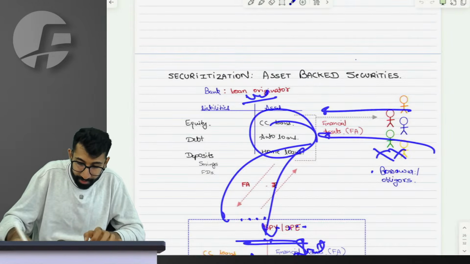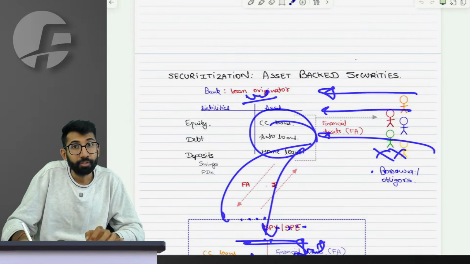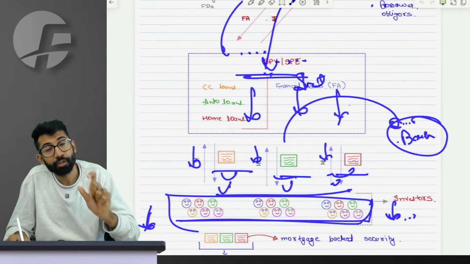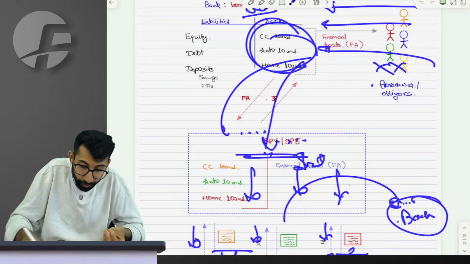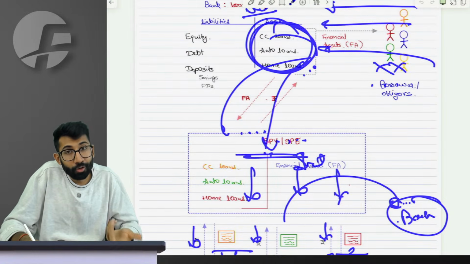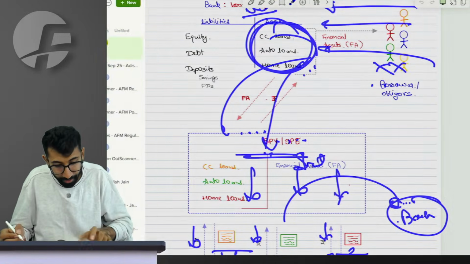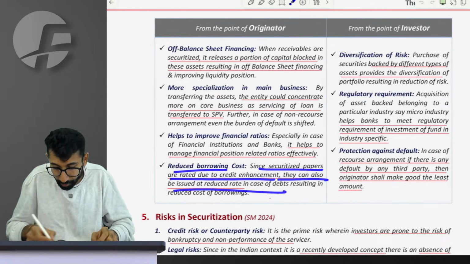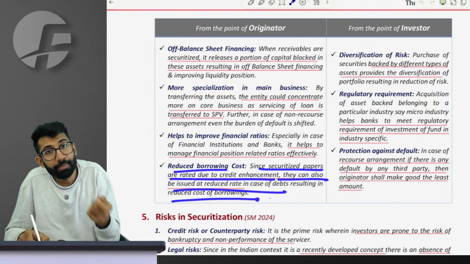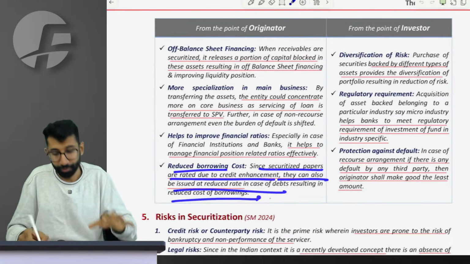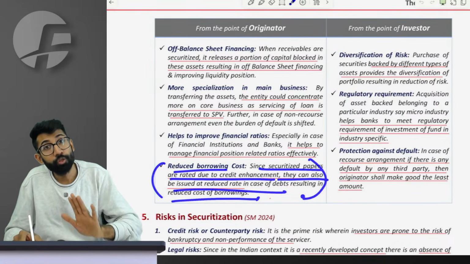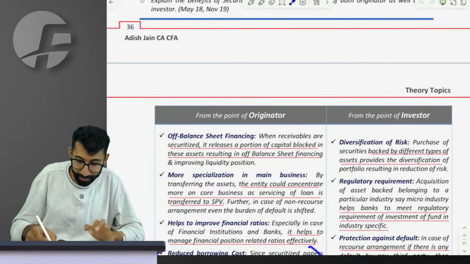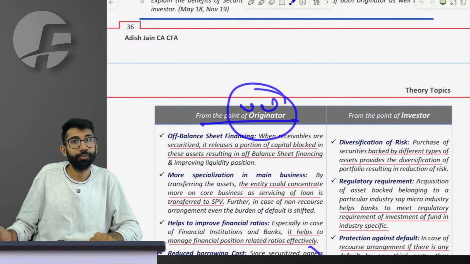So sometimes they may earn a higher rate of return, but pay the investors a lower rate of return. So basically they have arranged finance at a lower cost of interest. That's why they say it's a reduced borrowing cost: they have arranged money by paying a lower rate of interest as compared to what they pay when they actually borrow. This is the benefit from the originator's point of view.